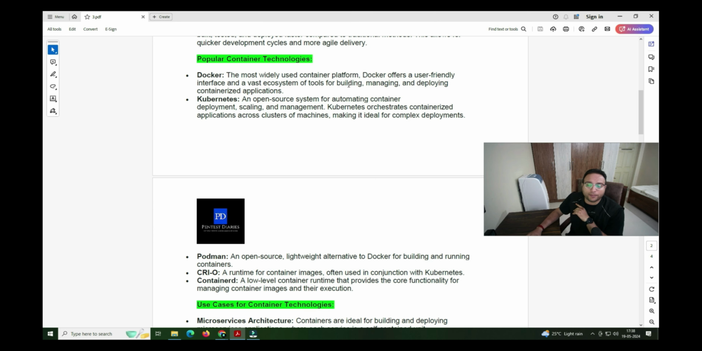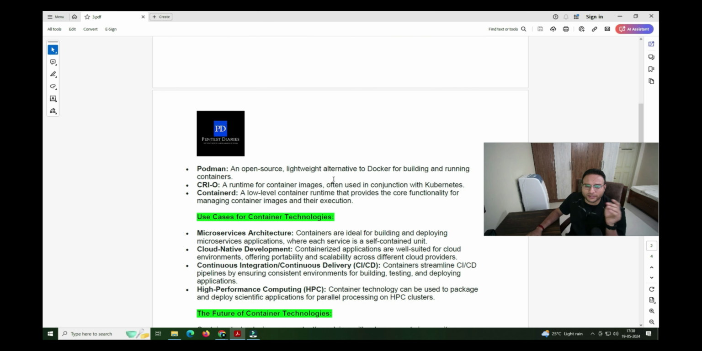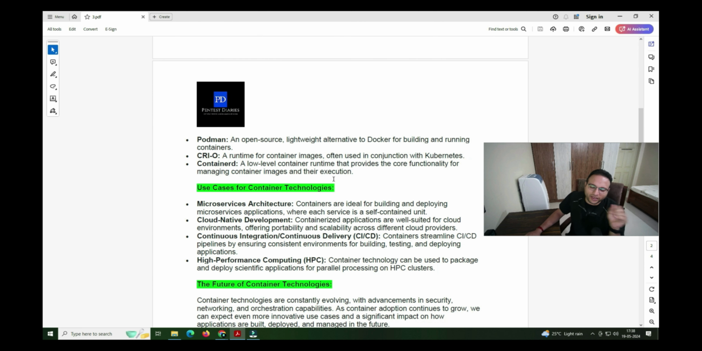Now talking about Podman. It's an open source, lightweight alternative to Docker itself for building and running containers. It's similar to Docker, but it's lightweight. That was the reason we can utilize it whenever there is a need. We can utilize Podman also. I'm just giving a one-liner about it.